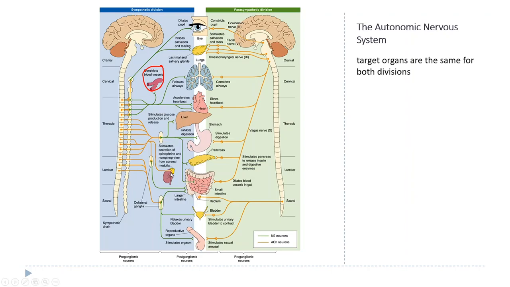And the other exception would be the adrenal gland. So we said before that the adrenal gland is next to the kidney. The adrenal gland has two parts, the cortex and the medulla. In the sympathetic division, the axons from the sympathetic ganglia come in and synapse onto the neurons of the adrenal medulla. So the medulla then releases a hormone called adrenaline.